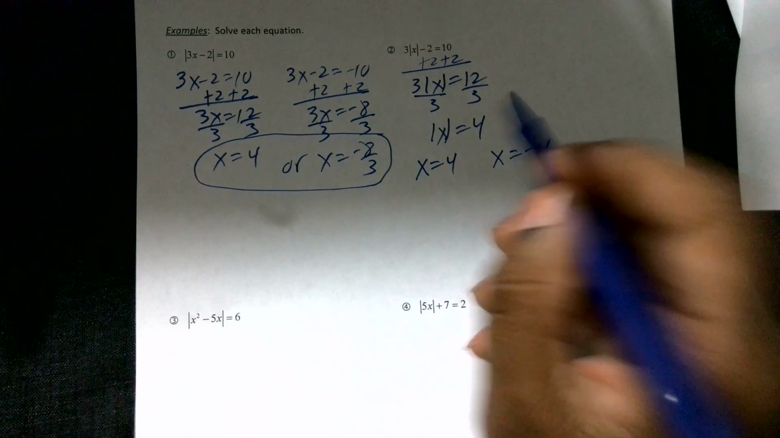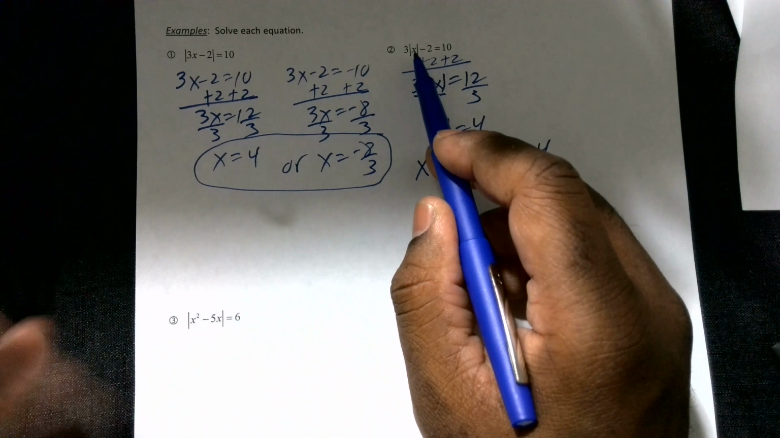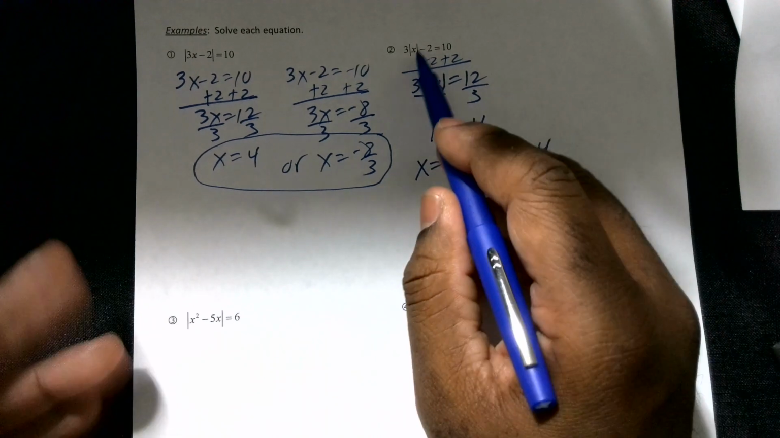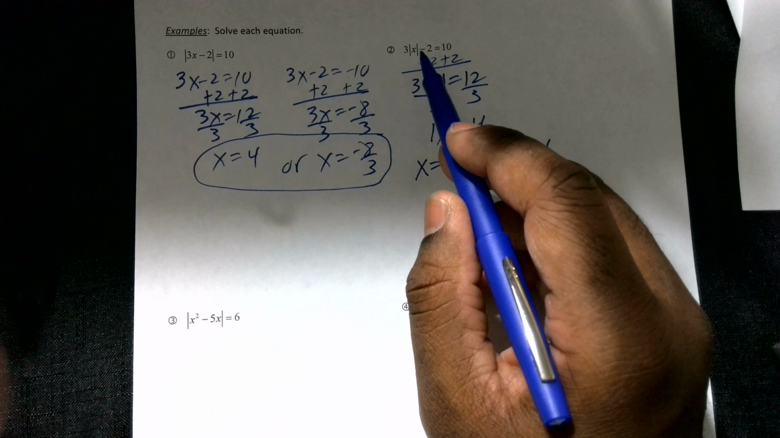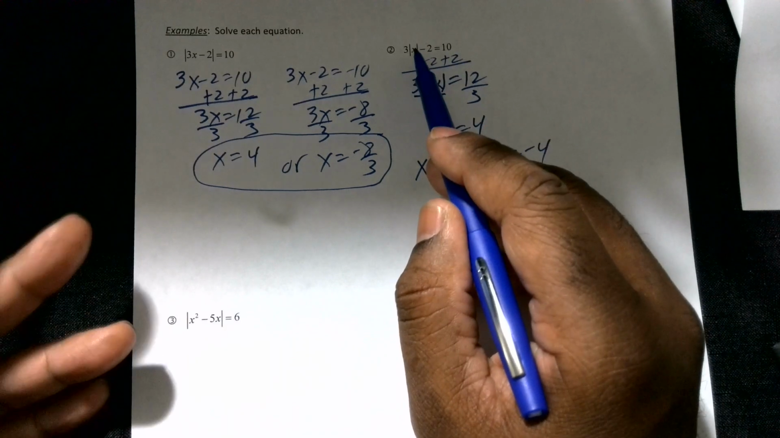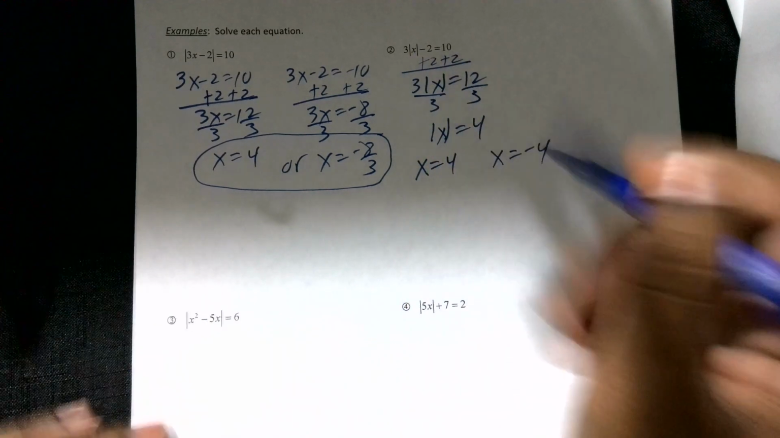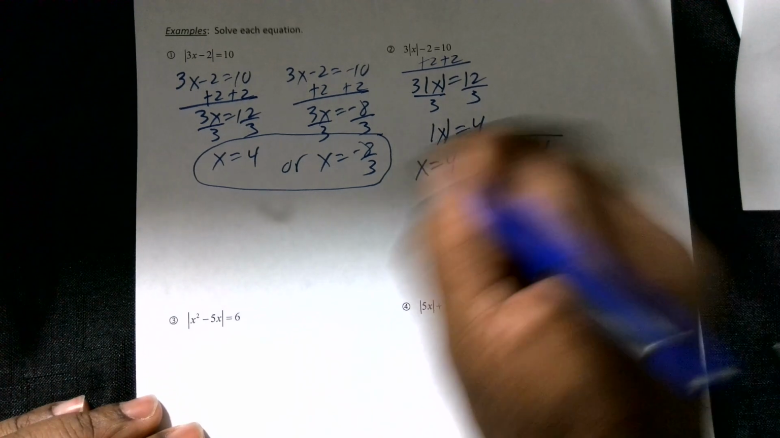So now we need to test this. If we put in 4 here, well, let's look at this. 4 and negative 4, if you put in the absolute value, they're going to come out to be positive 4. 3 times 4 is 12 minus 2 is 10, and 10 is 10. So it's both of these here.